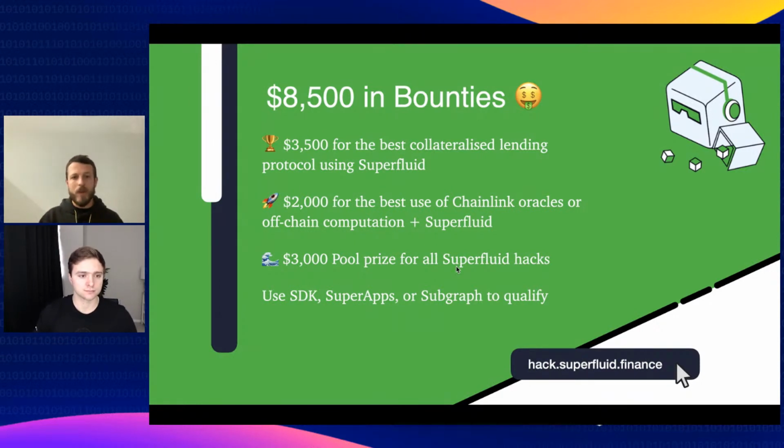We also have a prize of $2,000 for the best use of Chainlink oracles and off-chain computation. So if you have an idea that isn't part of this collateralized lending, you can still build it, and there's a great prize for you. So we're very excited to see the crazy ideas that always come out of hackathons.